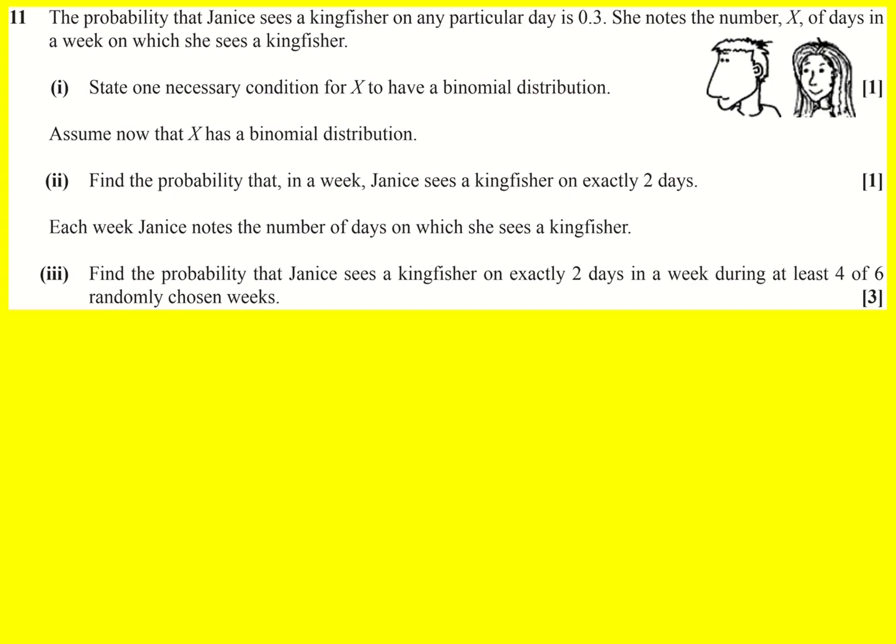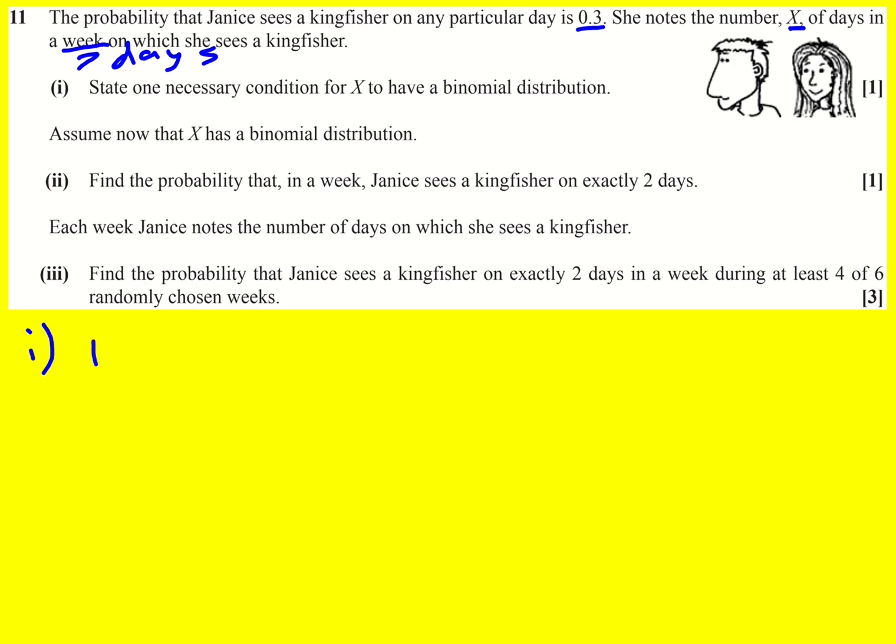The probability that Janice sees a kingfisher on any particular day is 0.3. She notes the number x of days in a week, so that's 7 days, on which she sees a kingfisher. State one necessary condition for x to have a binomial distribution. Now, in these questions, you can't just learn "independent" and "the probability stays the same." You must give context related to the question.